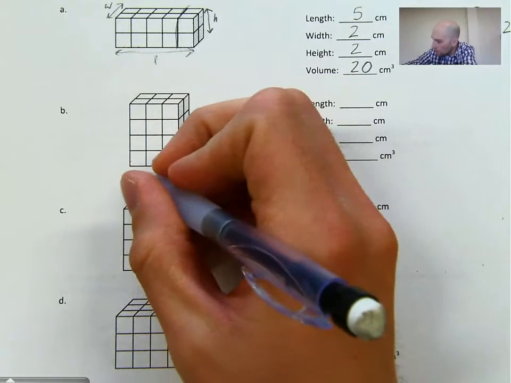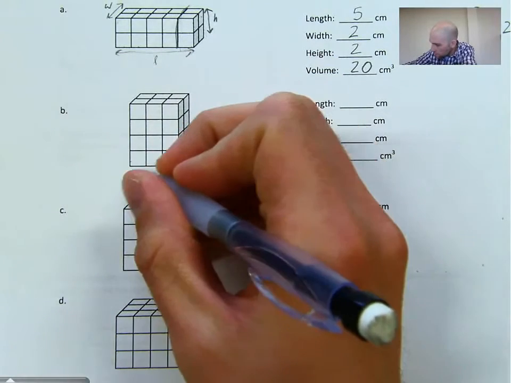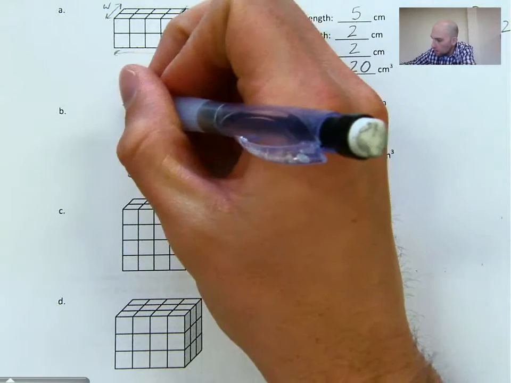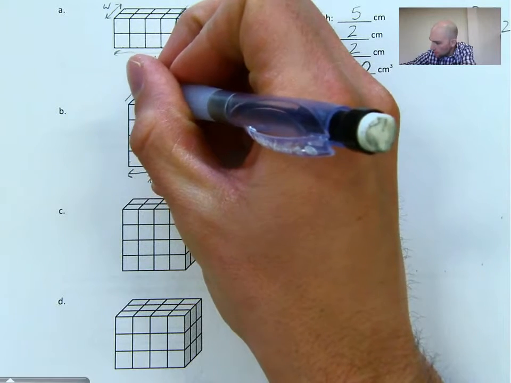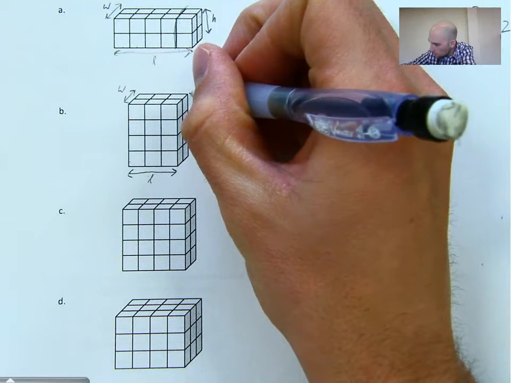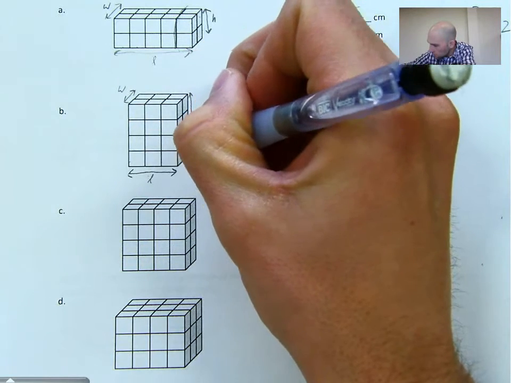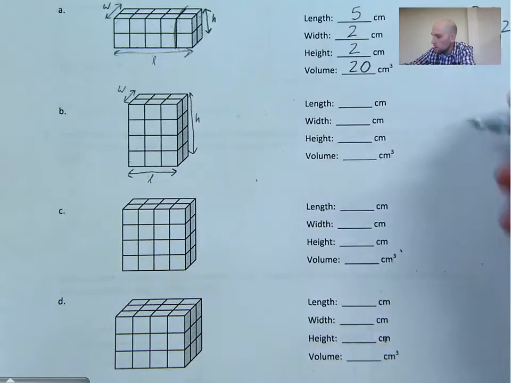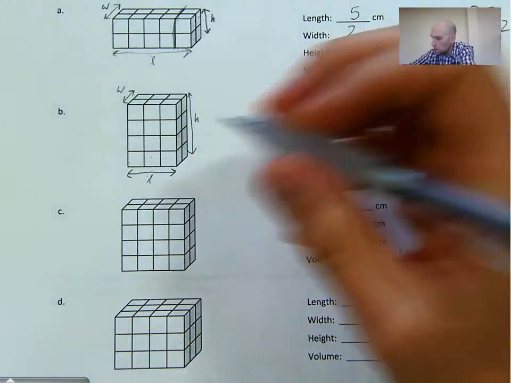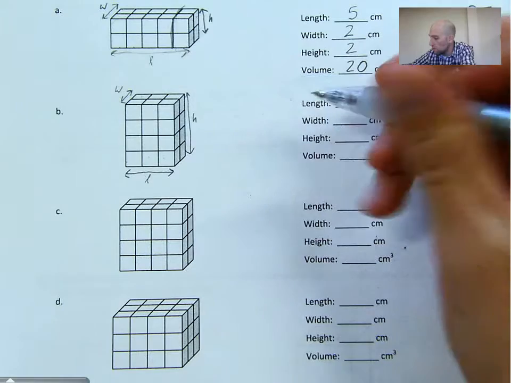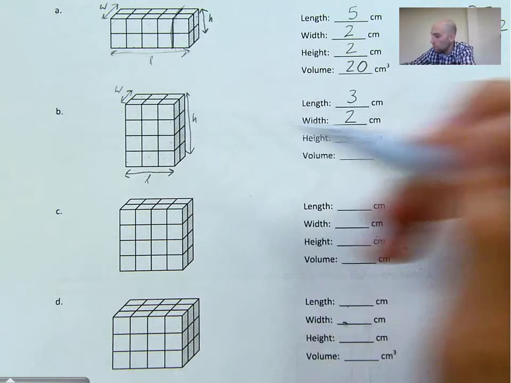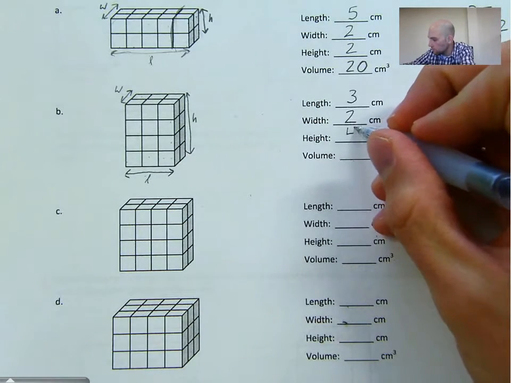And I'm going to draw in my dimensions again. So I have length. And then I have this way, width. And then this way is my height. My length is 1, 2, 3 centimeters long. My width is 1, 2 centimeters wide. And then my height is 1, 2, 3, 4 centimeters tall, 4 high.